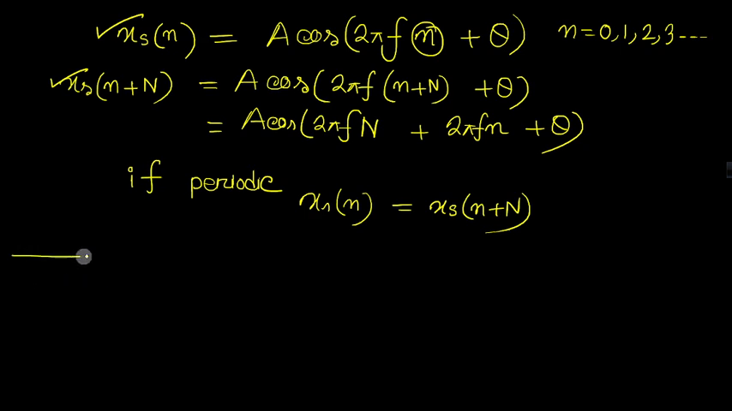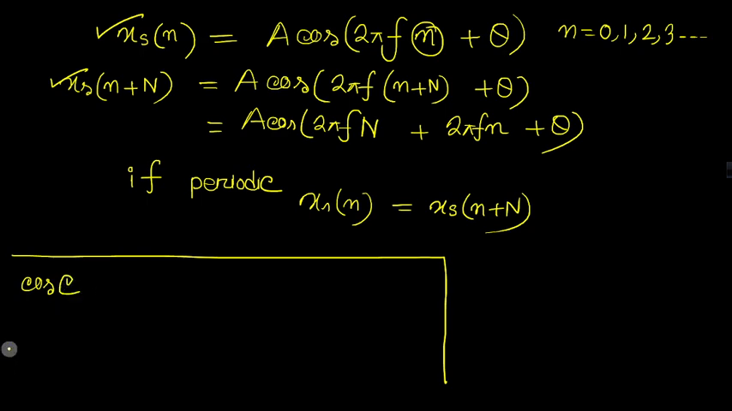Now let's see one thing. This is a cosine signal, right? So let's say cos c, where c is some angle. Cos c is equal to what? Cos 2 pi plus c, right? Cos 2 pi plus c can be written as cos c.